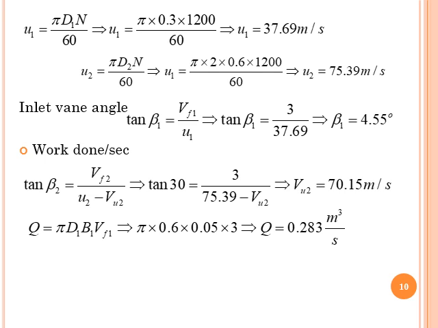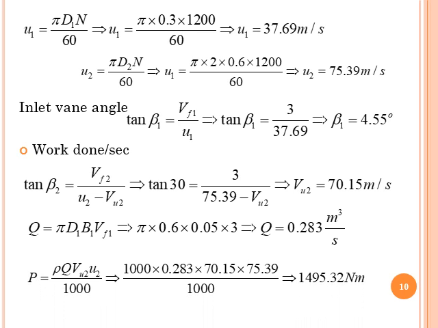By using the discharge formula, the discharge is equals to area of the flow into velocity of the flow. The area of the flow is equals to pi into D1 into B1. So now pi into 0.6, that is D1, and width of the impeller, that is 0.05, into 3. Now discharge is equals to 0.283 meter cube per second.